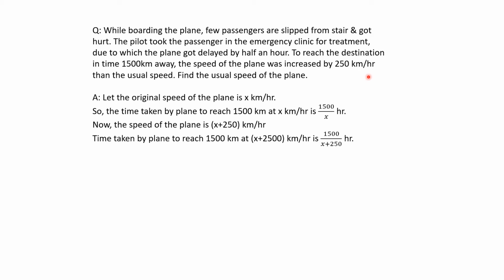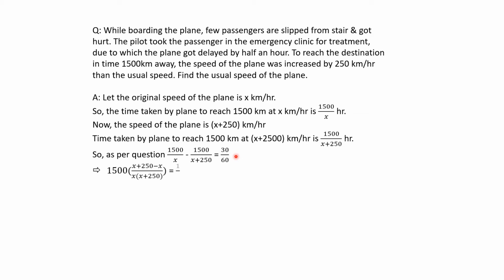Now it says that the plane got delayed by half an hour, and in order to make up that half an hour, the speed of the plane was increased by 250 km per hour. That means 1500 by x minus 1500 by (x plus 250) equals 30 by 60. Why 30 by 60? Because we have expressed the time in terms of hours. So it is 30 minutes. 30 by 60 is half an hour, 1 by 2 hour.